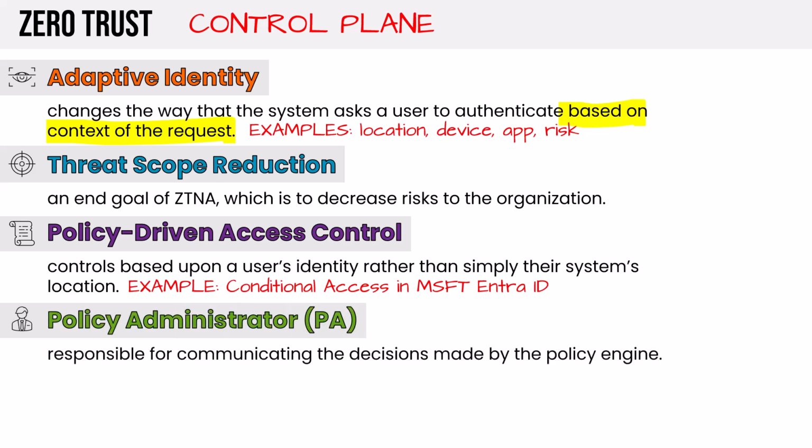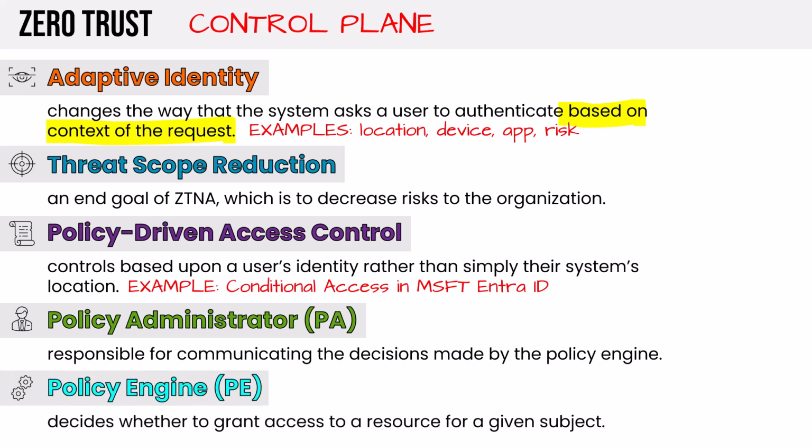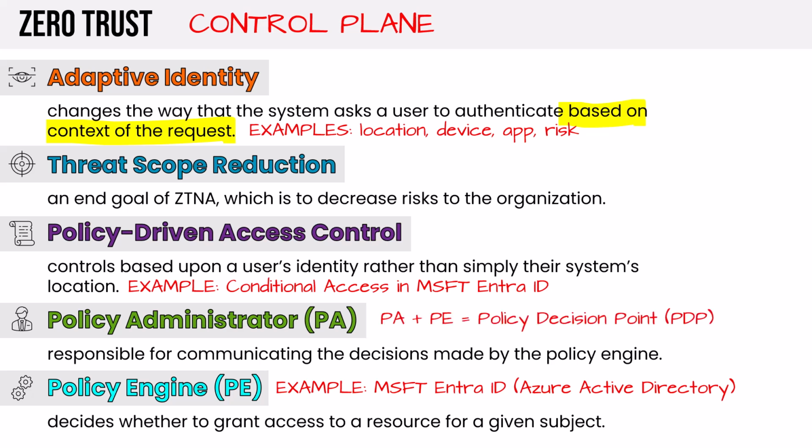And we have the policy administrator, responsible for communicating the decisions made by the policy engine. This is an element of the system, not a human person. And then we have the policy engine, which decides whether to grant access to a resource for a given subject. Another example here is Entra ID, the identity platform used with Office 365. But the policy administrator and the policy engine together make up the policy decision point.